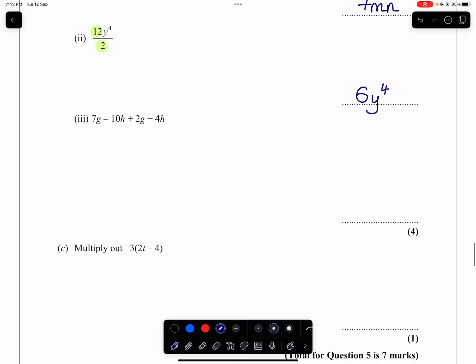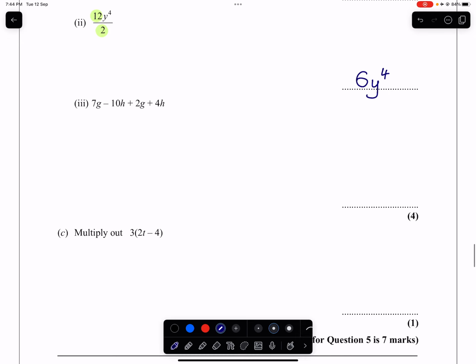Part 3. 7g, take away 10h, plus 2g, plus 4h. Adding and subtracting terms, you can only add or subtract things that are like each other. So that 7g and that plus 2g, they're going to add together. And that minus 10h plus 4h, they're going to add together. So when we take 7g and we add 2g, we end up with 9g. And when we take a negative 10h plus 4h, you're going to end up with a negative 6h, which has the appearance here of just basically being taken away.